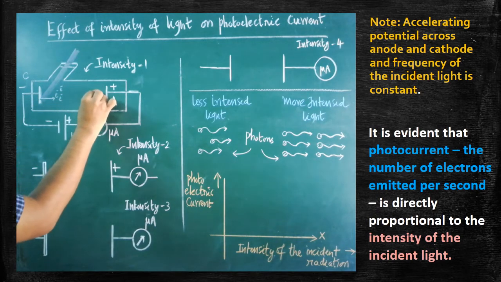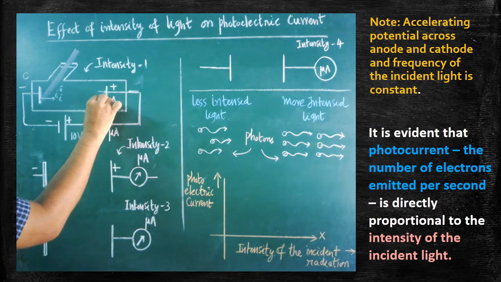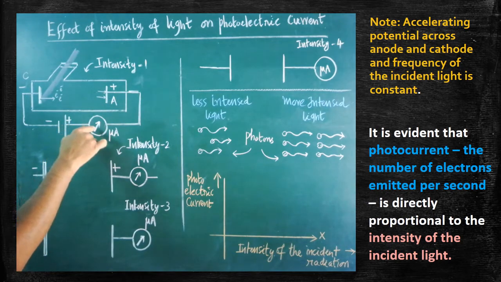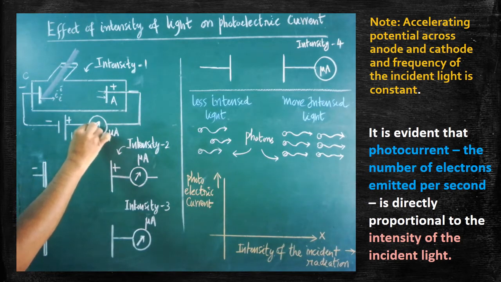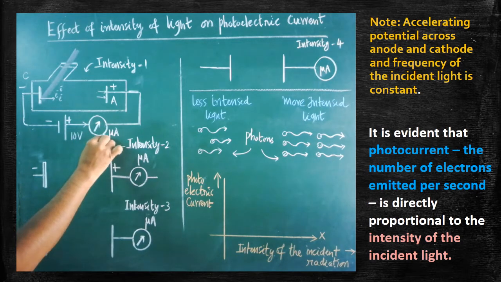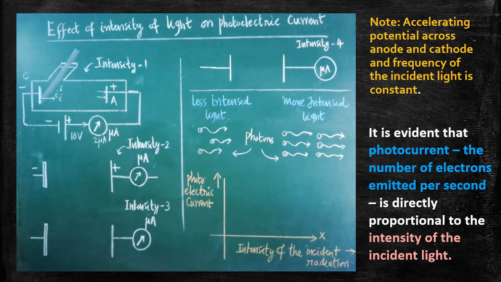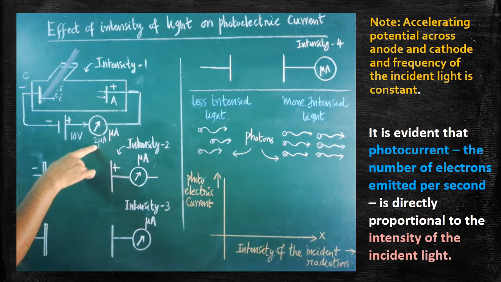When the electrons reach the anode, the electrons will start to flow in this direction, and the conventional current, the photoelectric current, can be measured here. So let us imagine 2 microampere of current is shown in the micrometer. So less intensity, less amount of current.